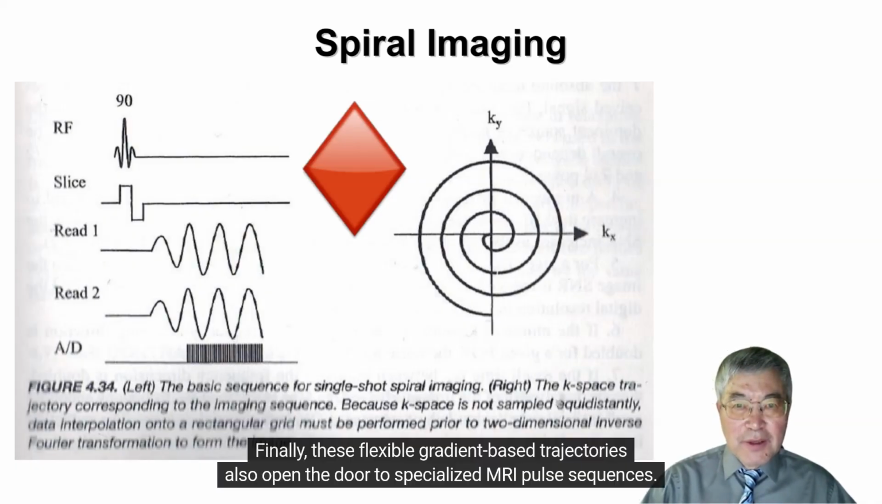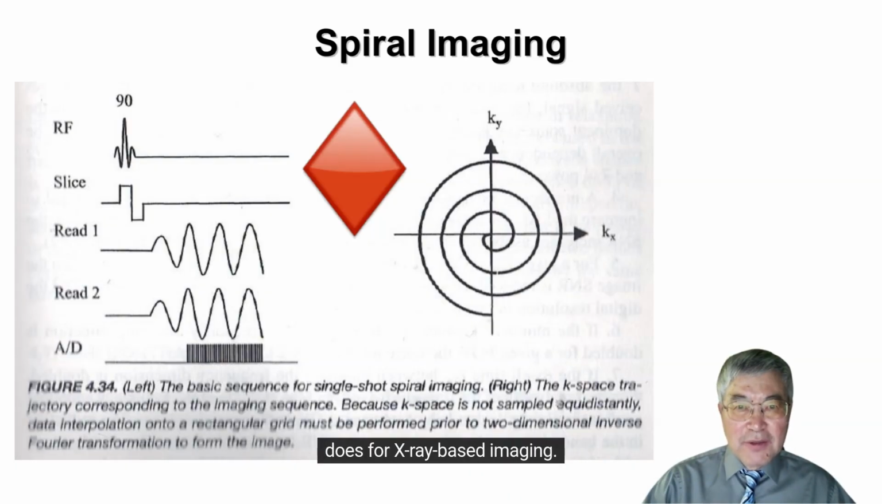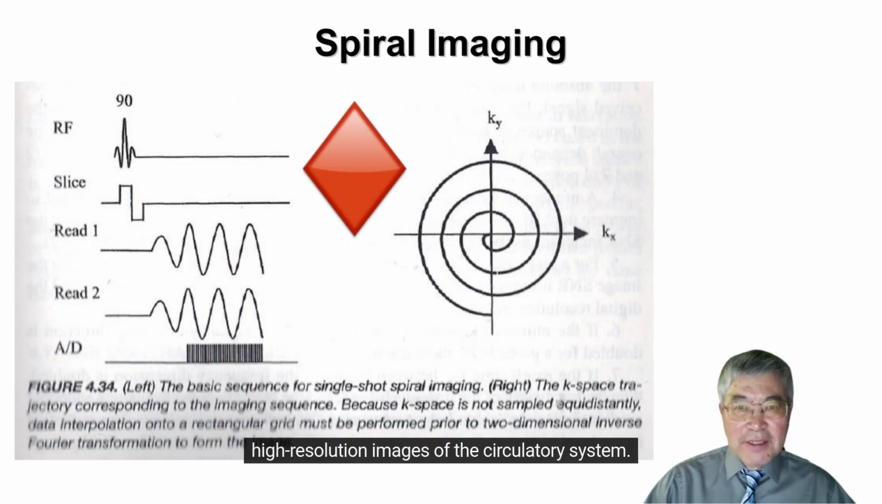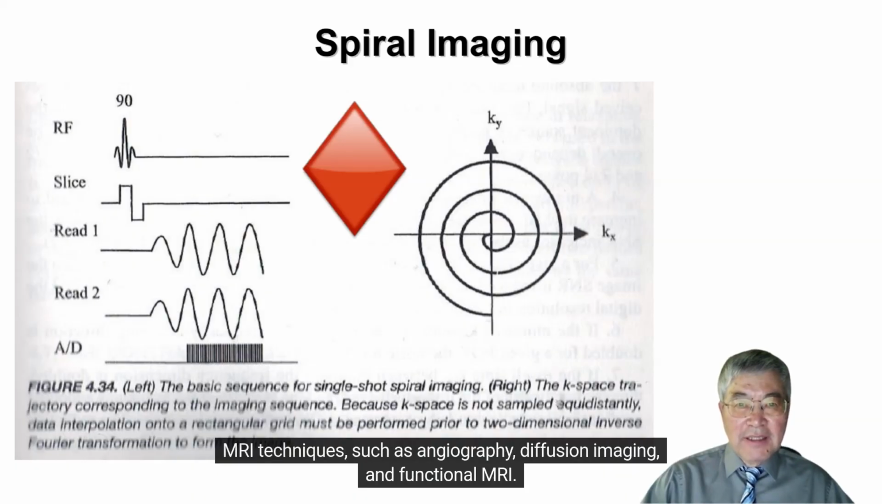Finally, these flexible gradient-based trajectories also open the door to specialized MRI pulse sequences. For example, in MR angiography, we can tailor the sequence to highlight blood flow, just as CT angiography does for X-ray-based imaging. By manipulating the gradient and timing parameters, we can emphasize vascular structures and obtain clear, high-resolution images of the circulatory system. So, spiral imaging not only accelerates acquisition, but also serves as a bridge to more advanced and application-specific MRI techniques such as angiography, diffusion imaging, and functional MRI.